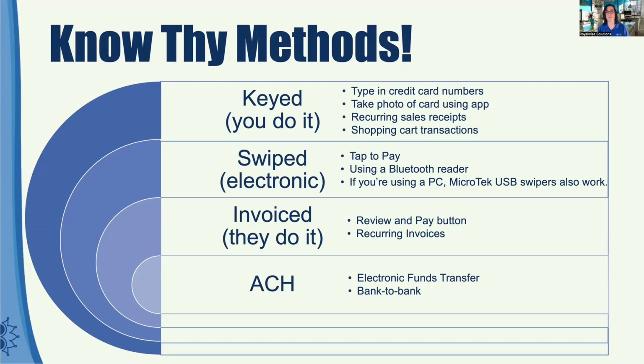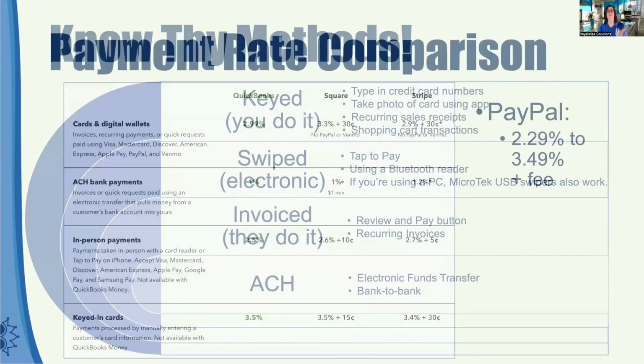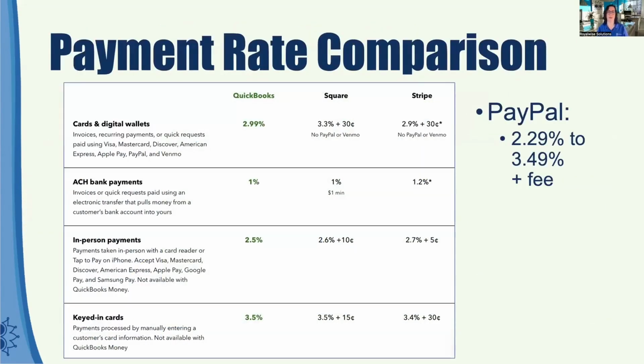ACH is electronic funds transfers or bank-to-bank payments, where the client is giving you their account number and routing number for their checking account, and then the money is going directly from their checking account to your checking account using QuickBooks Payments as the gateway. So that's the terminology that we're going to be using: keyed, swiped, invoiced, and ACH. Now that I've mentioned that, let's take a look at the rate comparisons.